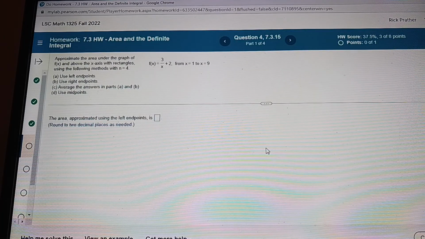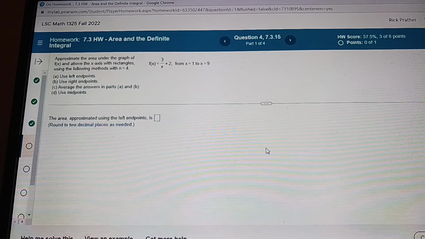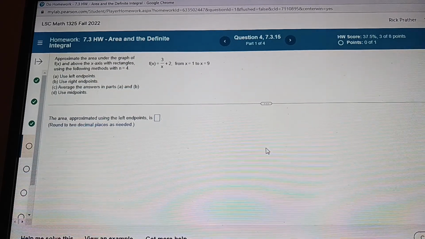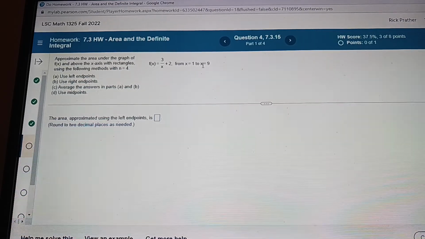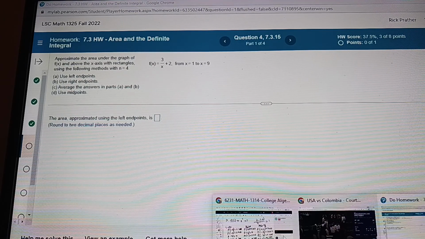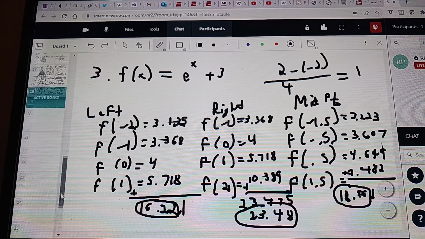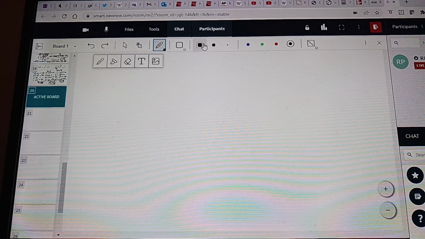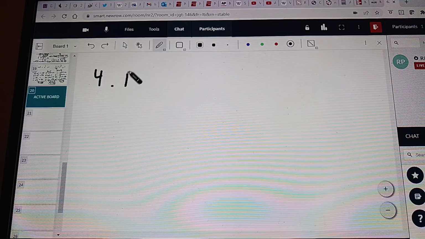And we definitely wouldn't have a geometry formula that could do that problem. So we did linear, we did quadratic, we did exponential. Here comes a rational function. And they still want 4 rectangles, but the range goes from 1 to 9 now. So it's not going to be widths of 1 anymore. 3 divided by x plus 2 is the function.